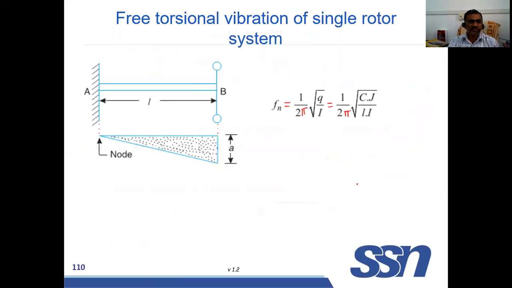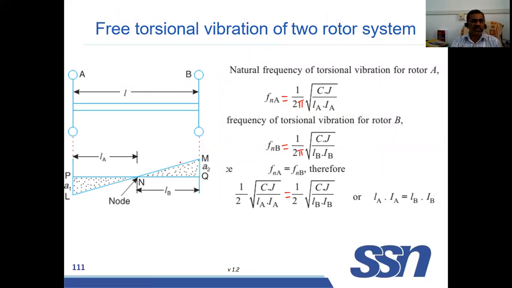In case of the same problem, a shaft having one mass, you have to find the value of Q and I, substitute, and you can find the natural frequency of this. In the previous problem, it was vertical, it is horizontal. That's all. Here, this is known as node. Node means no deflection. At the support, there will not be any deflection. Here, the deflection will be maximum.